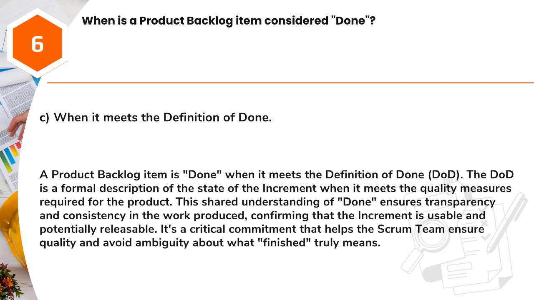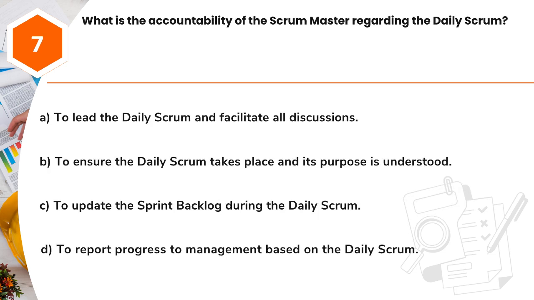A product backlog item is done when it meets the definition of done, DoD. The DoD is a formal description of the state of the increment when it meets the quality measures required for the product. This shared understanding of done ensures transparency and consistency in the work produced, confirming that the increment is usable and potentially releasable. It's a critical commitment that helps the Scrum team ensure quality and avoid ambiguity about what finished truly means.